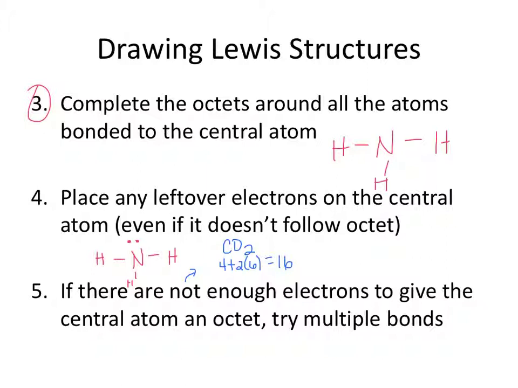So if I start out, step 2 says to write the symbols and then attach them with a single bond. So I would start by saying carbon, oxygen, and oxygen. So there I've done step 2. Now go to step 3 and it says complete the octets around all the atoms bonded to the central atom. So not the central atom yet, just the ones connected to it. That would be the 2 oxygen atoms.